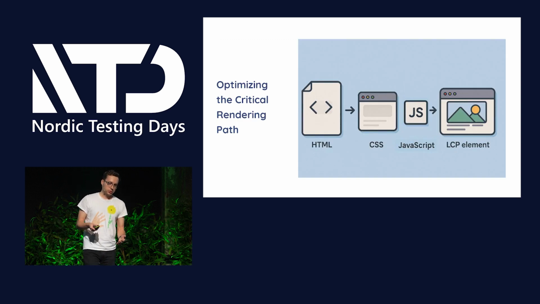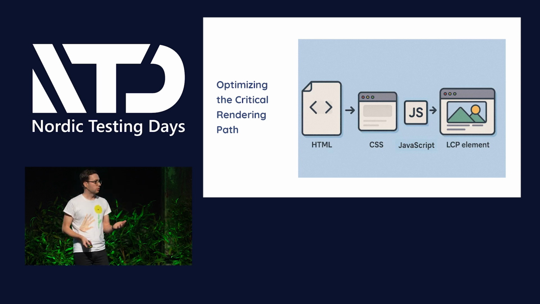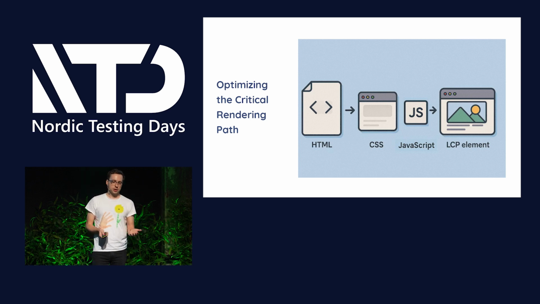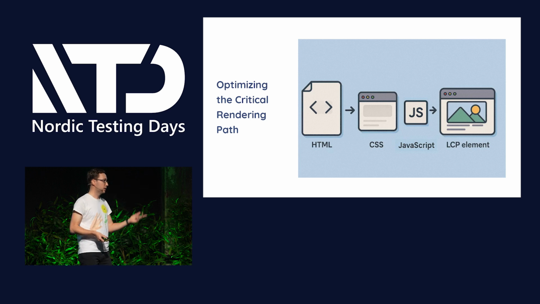So to make it faster, you need to know how to optimize the critical rendering path of the image. In this case, it was an image, but it can sometimes be a block of text, a video. So you need to first identify what the LCP elements are on your pages, and then dig deeper to understand how to optimize for them.